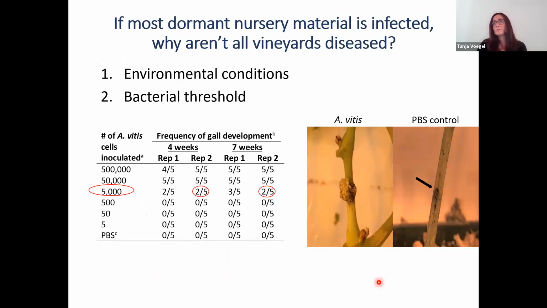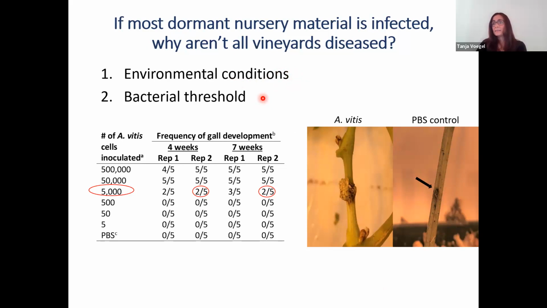However, if most of the dormant nursery material that we receive here into BC is infected, why aren't all vineyards diseased? I mean, there are many, many vineyards that do not have any crown gall symptoms. So this depends on two factors. The first one is environmental conditions. Only when there's wounding will there be disease. So if there's no wounding, no freeze injury, we may not see any disease establishing. And the second is the threshold. We don't know how many bacteria we need in order to cause disease. So is it enough to develop a disease if we find 10 bacteria in the plant, or do we need 100,000 bacteria?